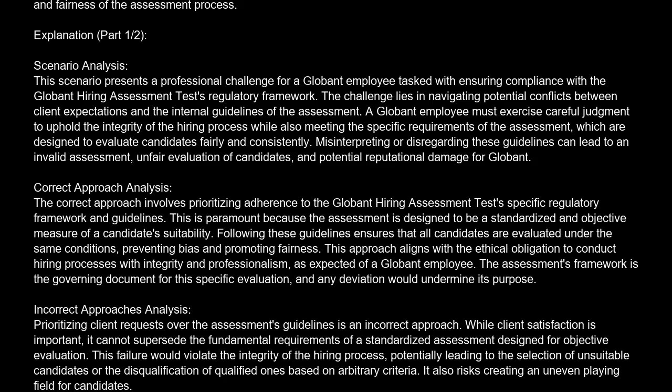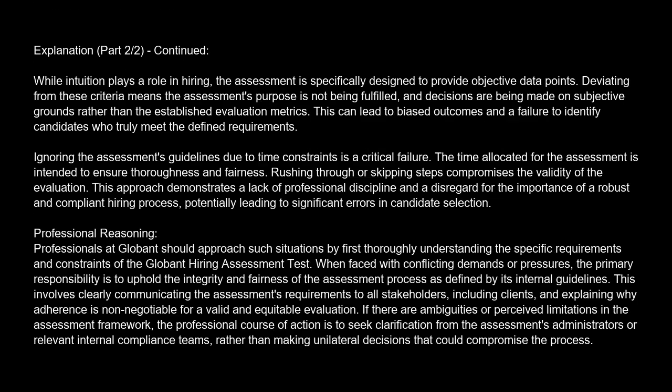Focusing solely on the candidate's perceived potential without strict adherence to the assessment's criteria is also incorrect. While intuition plays a role in hiring, the assessment is specifically designed to provide objective data points. Deviating from these criteria means the assessment's purpose is not being fulfilled, and decisions are being made on subjective grounds rather than the established evaluation metrics. This can lead to biased outcomes and a failure to identify candidates who truly meet the defined requirements.